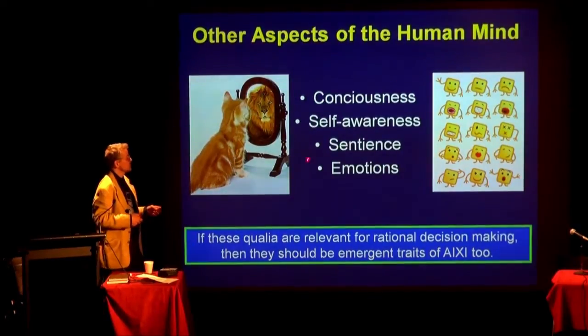And, okay, there are two answers to that. So my goal was to build a perfectly rational agent. So I'm not primarily interested in consciousness, emotions, sentience, all these things. But if these aspects help the agent to perform better, then they will emerge.